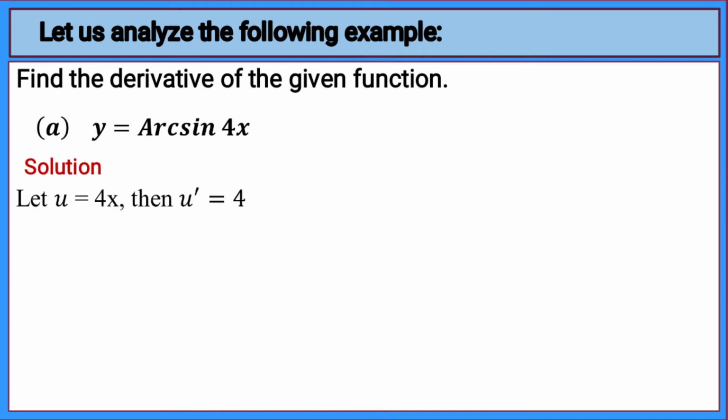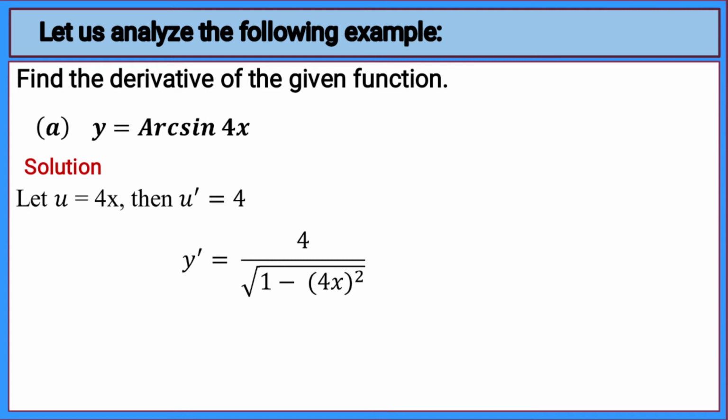So for our solution, we're going to get first the value of u. We let u be 4x, and then u prime, the derivative of u, is 4. Then just plugging in all of the values in the derivative format that we have, u prime over the square root of 1 minus u squared. So we have y prime is equal to 4 over the square root of 1 minus 4x squared.